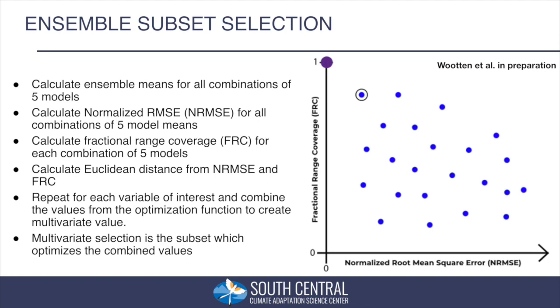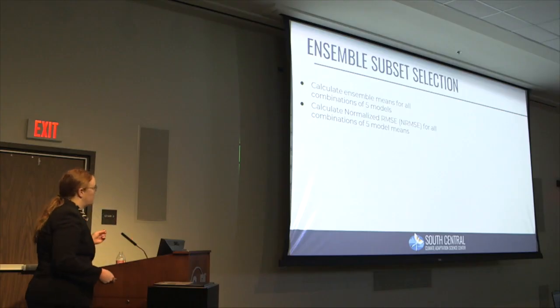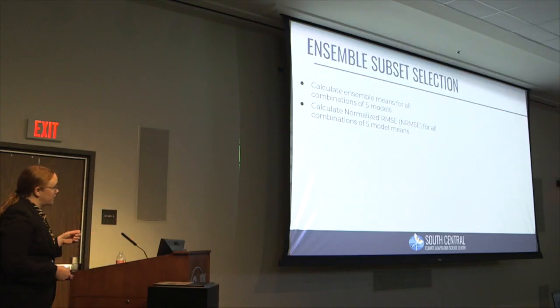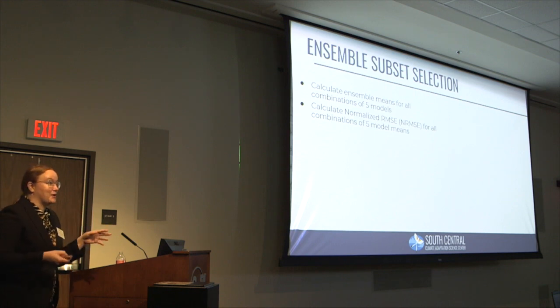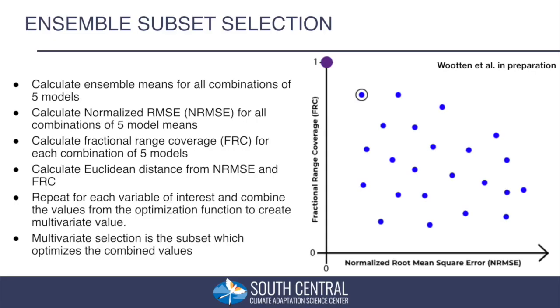From that, we can calculate the normalized root mean square error for all the combinations of those model means, and we normalize for a reason. The other thing that we look at, so that normalized RMSE, I should say, is essentially historical scale. I was about to say future scale. Boy, that would have been interesting. But for historical scale.